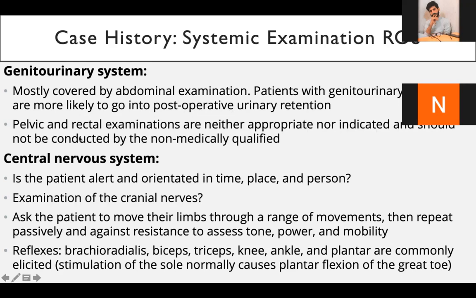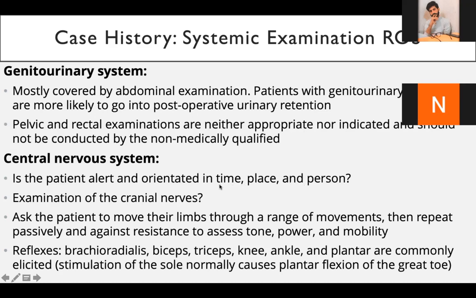Indicated and should not be conducted by a non-medically qualified person. So pelvic and rectal examination, per rectal, are not required during dental review of the system or systemic examination related to dentistry. Then central nervous system: see that the patient is alert, ask the orientation of time, place, and person.